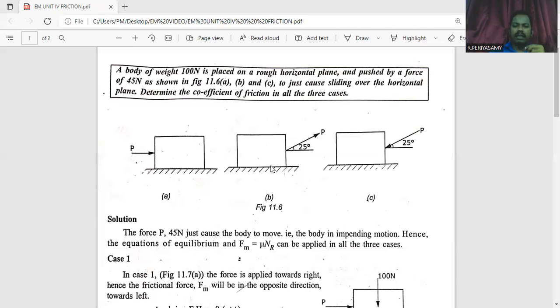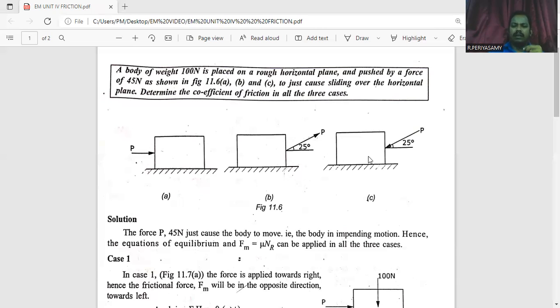In the second case, one body rests on a rough horizontal surface. At the same time, the 45 Newton force acts towards the rightward direction, so the body also moves in the rightward direction. When the body moves in the rightward direction, the frictional force acts in the leftward direction. We have to find the coefficient of friction in this case.